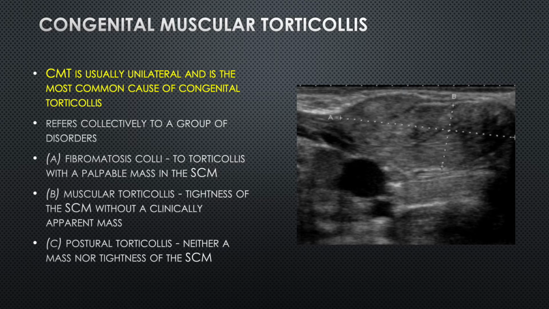So let's look at muscular causes of congenital torticollis. Alright, so congenital muscular torticollis is the most common cause of congenital torticollis. It's usually unilateral, and it really refers to a group of disorders. So fibromatosis coli is when there's a palpable mass in the sternocleidomastoid muscle. Muscular torticollis is tightness of the sternocleidomastoid muscle without a clinically apparent mass. And postural torticollis is neither mass nor tightness of the sternocleidomastoid muscle.